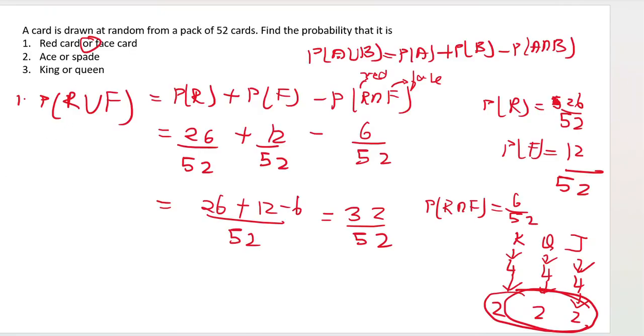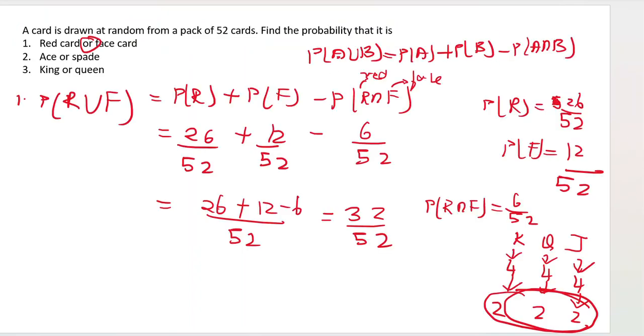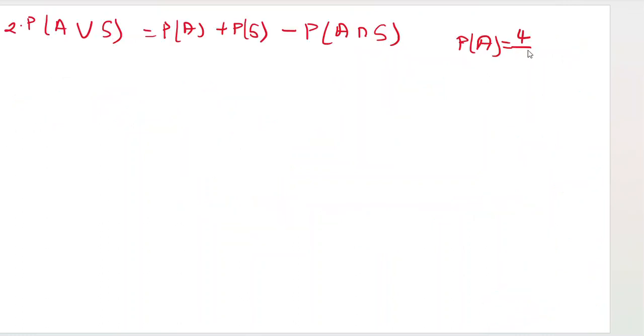Similarly, now we solve the other part, that is probability of ace or spade. So this is actually probability of ace plus probability of spade minus probability of ace intersection spade. Now probability of ace is nothing but 4 upon 52 because there are only 4 aces and total cards are 52.